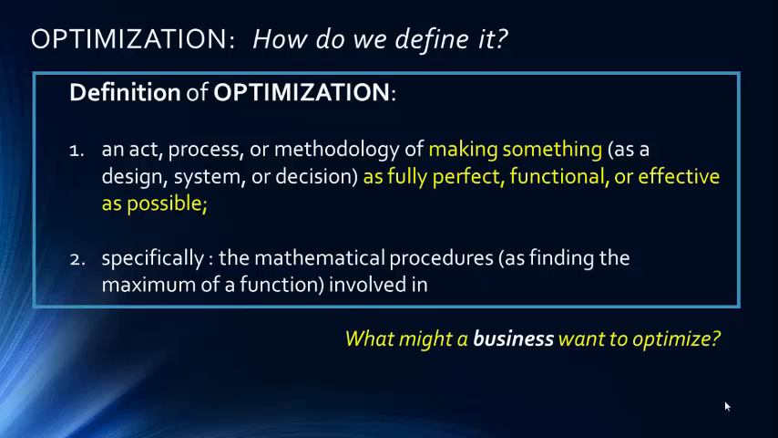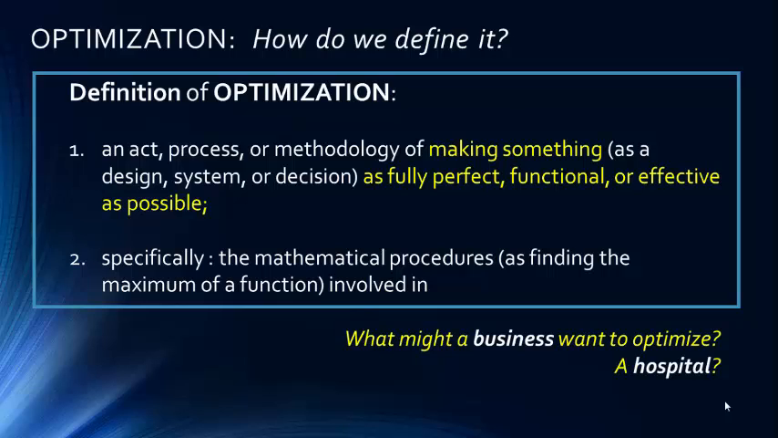What might a business want to optimize? Well, it might want to optimize its profits. But in order to optimize its profits, it might need to optimize its costs or its revenue. And again, these are different types of optimization. A business would want to minimize costs and maximize revenues so that they could maximize profit. So this is a good example of how optimization is not always just getting the biggest or the best.